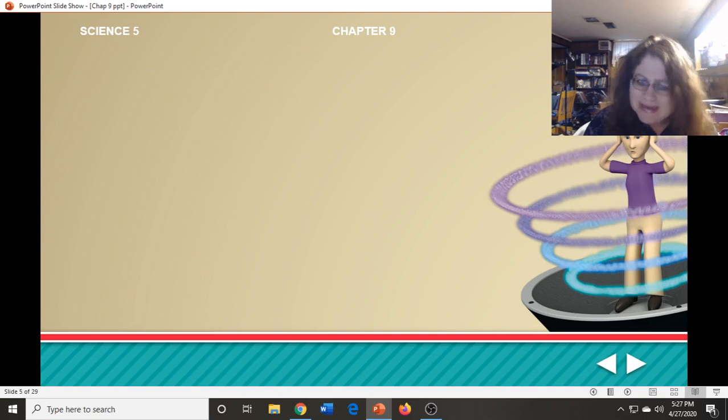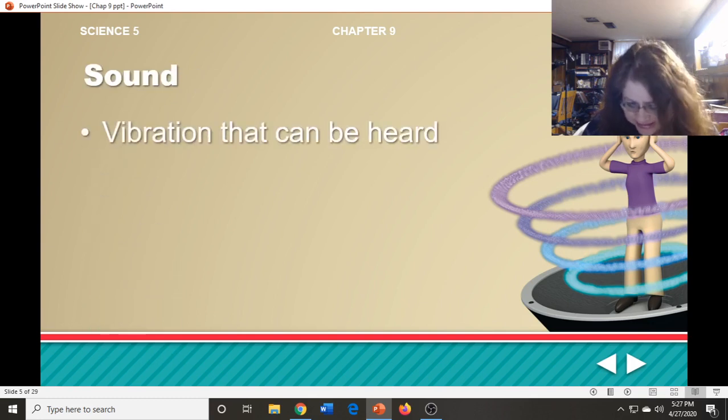The next sentence in the book gives us our basic definition of sound. Sound is a vibration that can be heard. So you're going to highlight that as well. The ticking that comes from a clock is caused by the movement of the parts inside the clock. The parts vibrate as they touch each other. They cause the air molecules around them to vibrate too. These vibrations blend together to make the ticking sound that you hear.